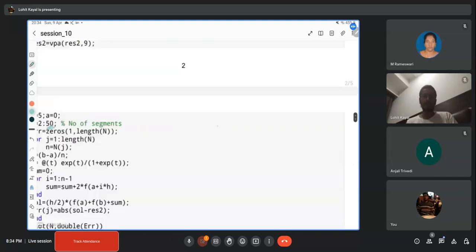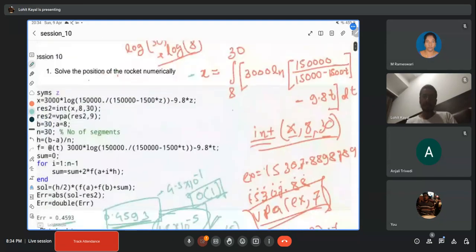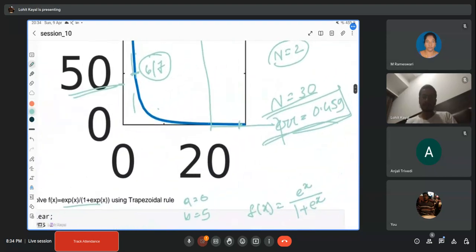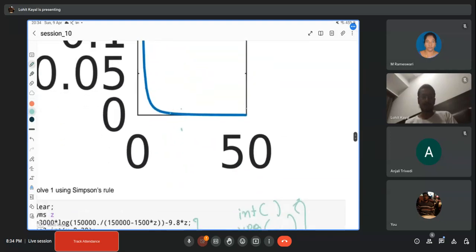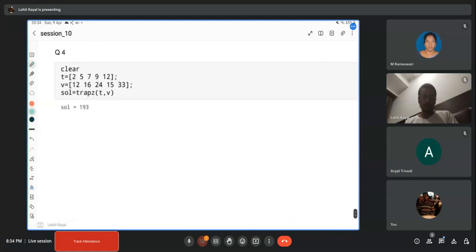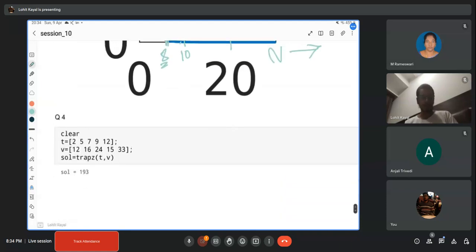But for the trapezoidal rule, for the same problem, you can see that it goes to approximately zero only after 20. Okay, so this is the power of Simpson's rule. Now, here I have shown an example.